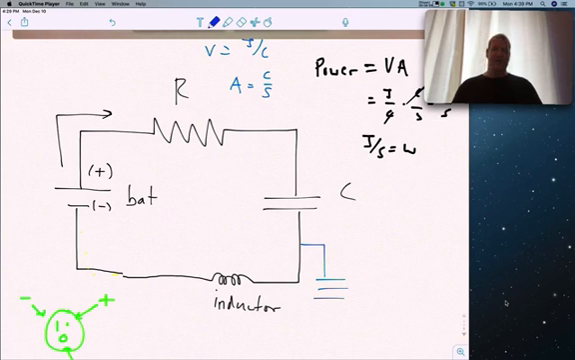So the coulomb is the SI unit for charge. Current is the amount of charge per second. Like in a stream of water, current would be akin to the amount of water that's flowing in a stream. So the current is the amount of charge that's flowing through the wire. And then the voltage is the potential.